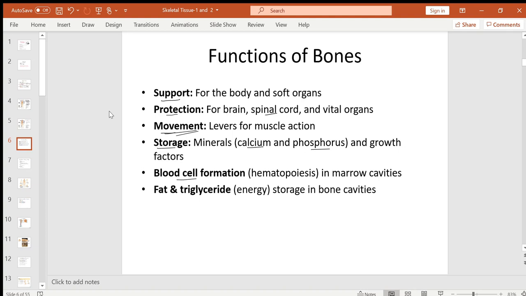Blood cell formation: inside the bones you have the bone marrow, and red bone marrow is the main or primary site for blood formation. Inside the bone also, you have fat and triglyceride. Fat and triglyceride are the stored form of energy, so a small amount of fat or triglyceride can produce plenty of ATP or energy.